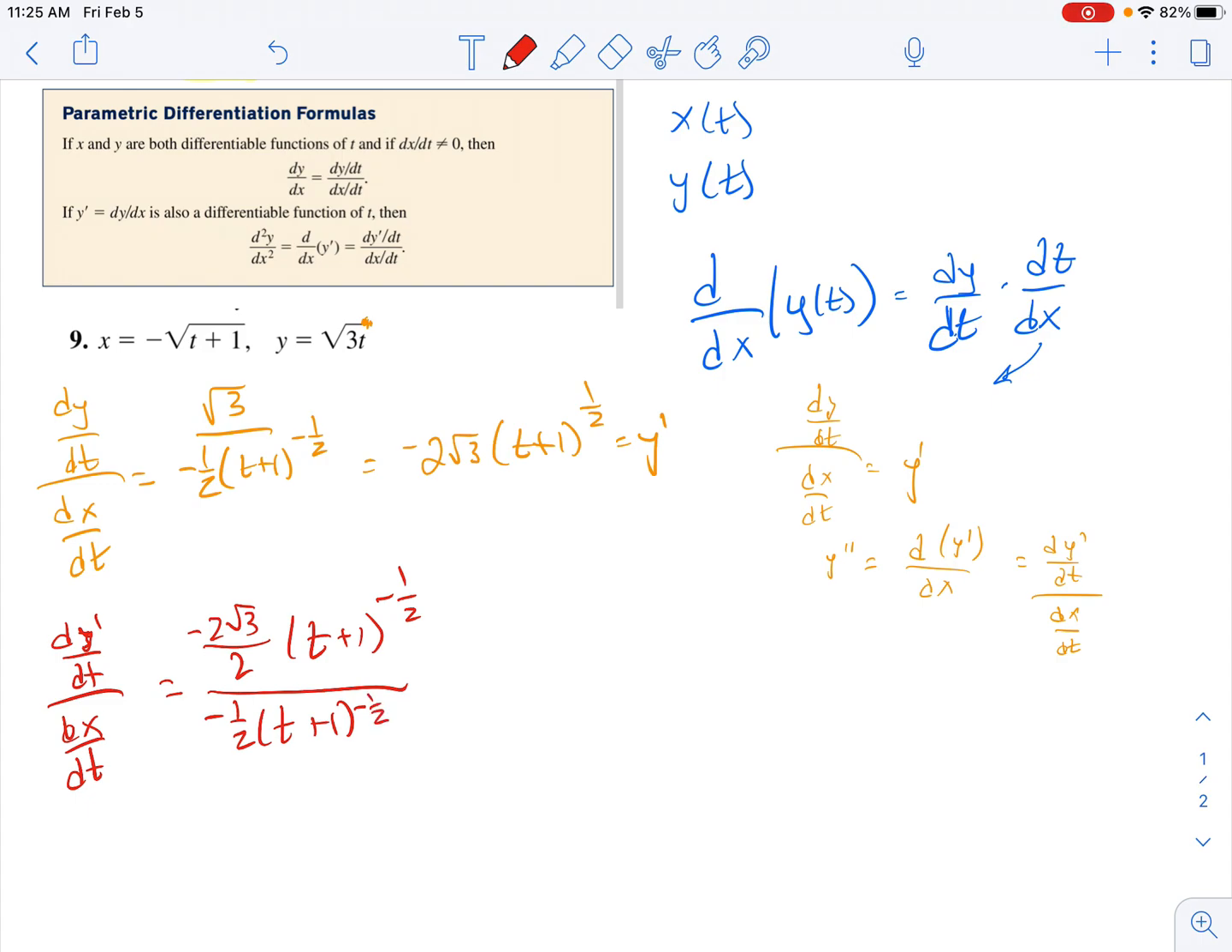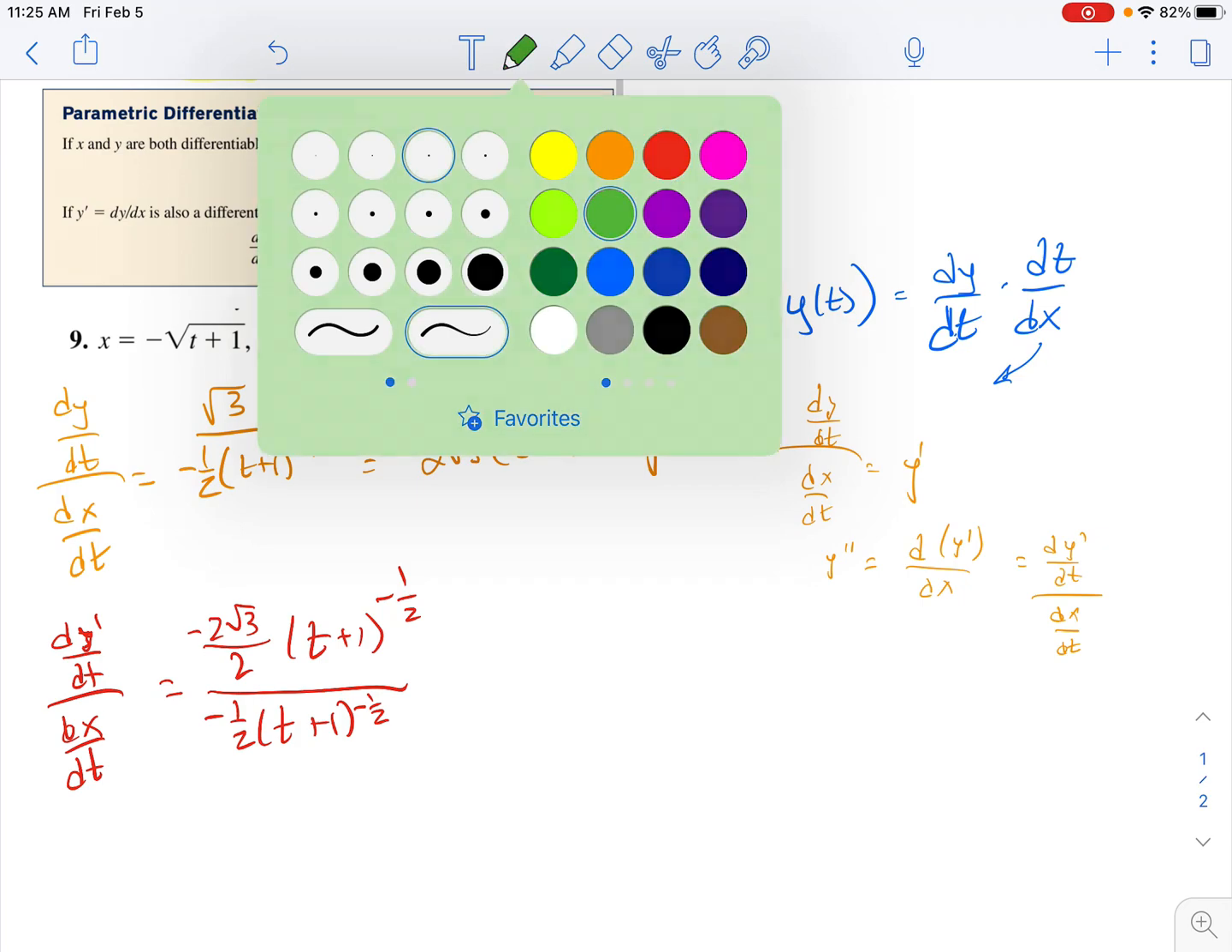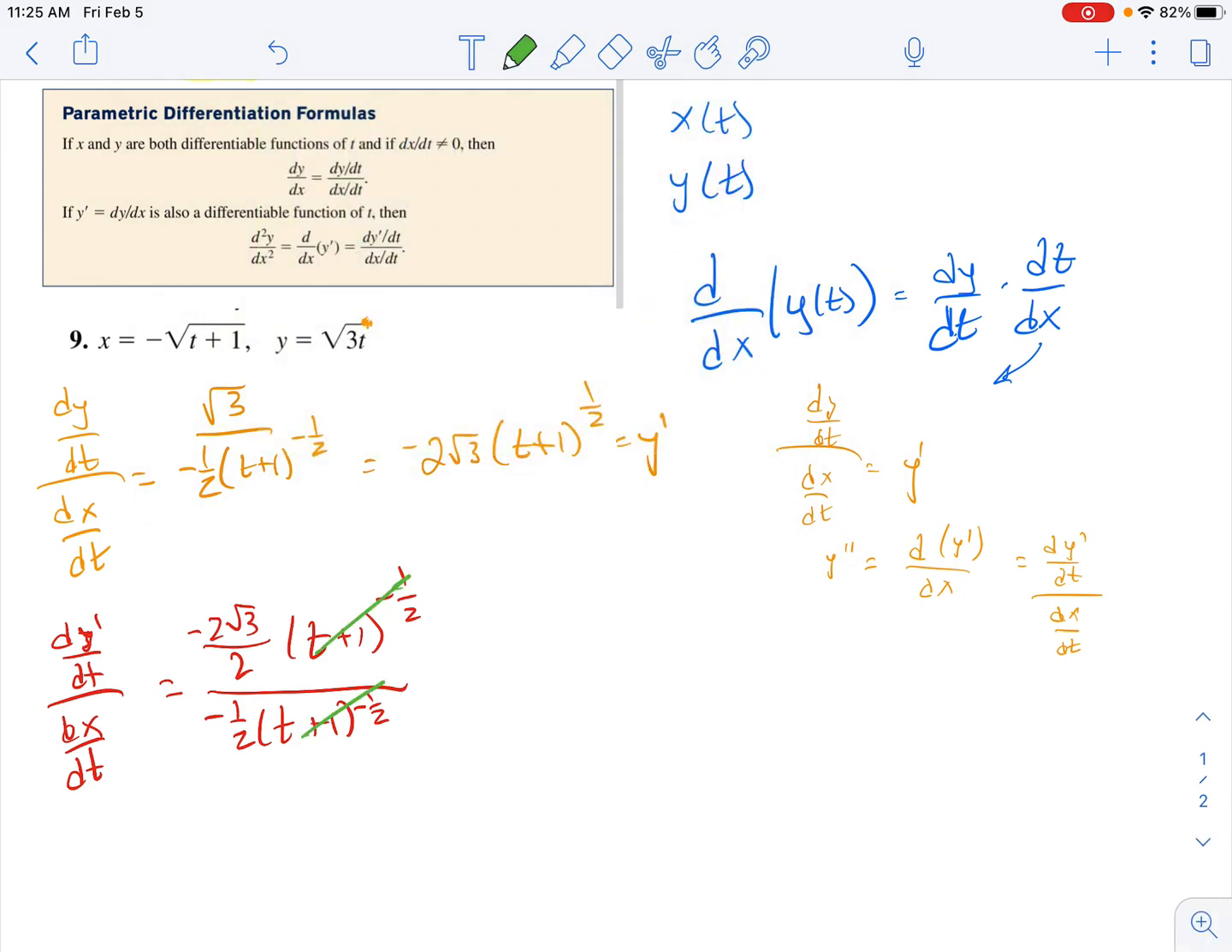Interestingly enough, it's kind of crazy to think of, but this just cancels here. The negatives cancel. This 1/2 and this 1/2 cancel. And so you end up with just 2 radical 3 for your answer, which is kind of crazy to think about. But as long as our math is correct there, we've got it.